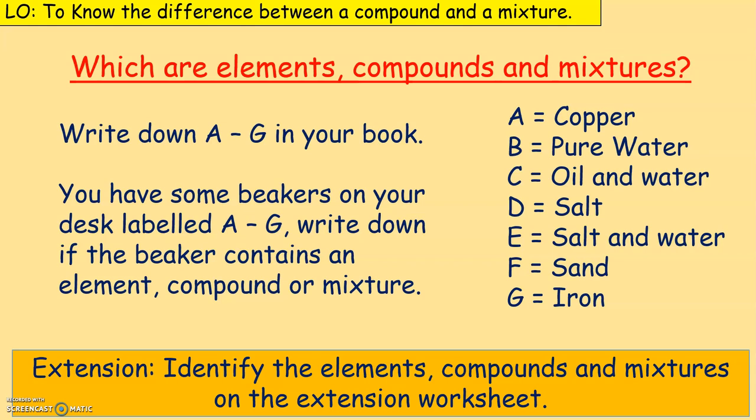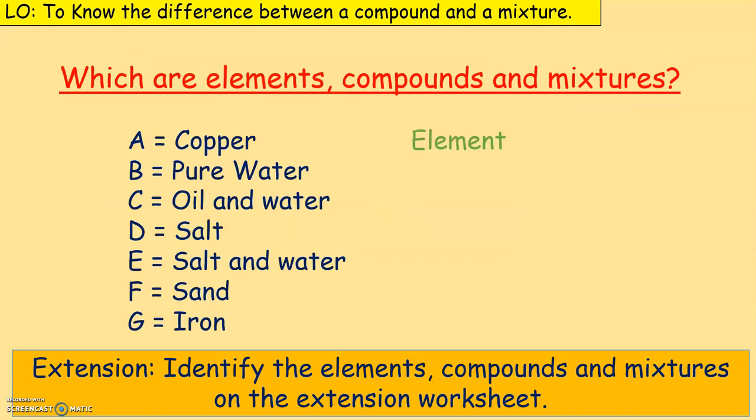Okay, I believe you're done. I believe you'll be able to answer the questions. Let's move on. Now, copper is an element, okay? It's made up of only one type of atom. Pure water is a compound. It's made up of hydrogen and oxygen.